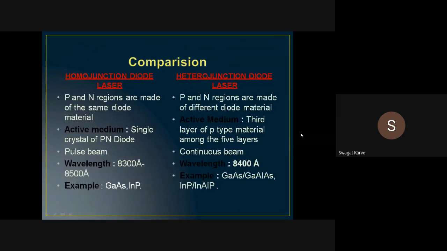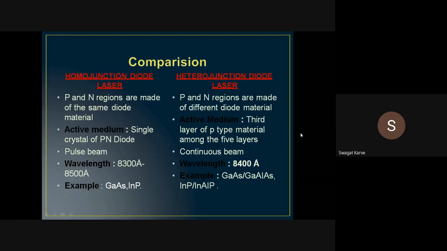Now we will compare homojunction diode laser with heterojunction diode laser. First, in case of homojunction, the p and n regions are made of the same diode material. Here, in heterojunction, the p and n regions are made of different diode materials, right? And that's why, as I told you, the material used is always different as compared to your conventional diode, and that's why this type of diode laser has the capacity to generate a large number of photons by the stimulated emission process. Okay, so this is the first point.